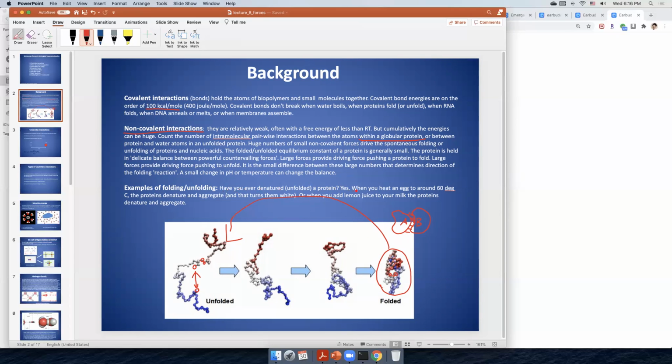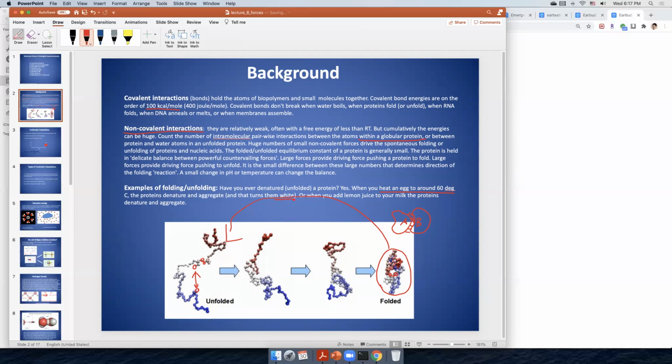So when you heat an egg to around 60 degrees, the protein denatures and aggregates into the egg white. If you see the egg white, that means the protein has been denatured, and there's no way for you to change the egg white back into the original protein format, which is a transparent fluid.